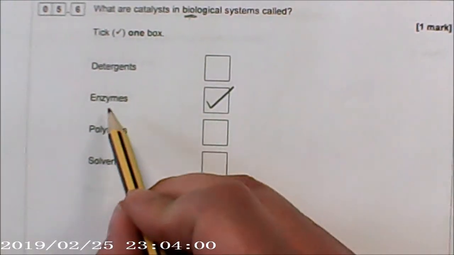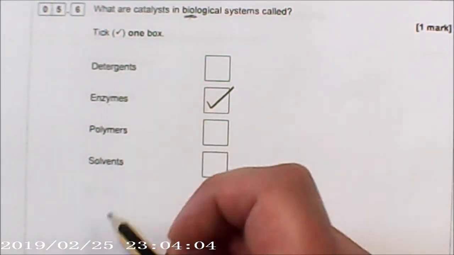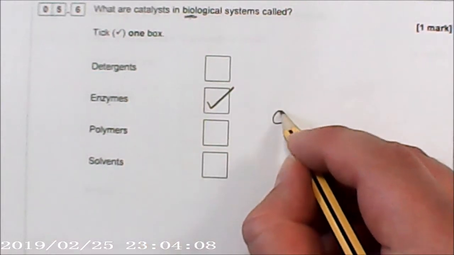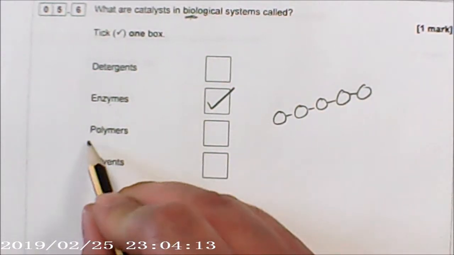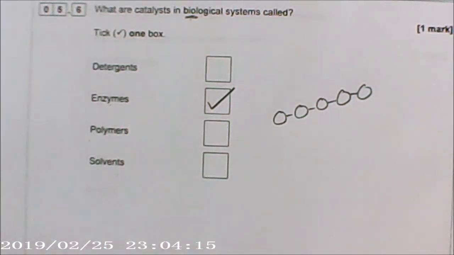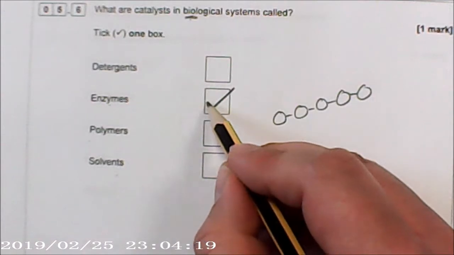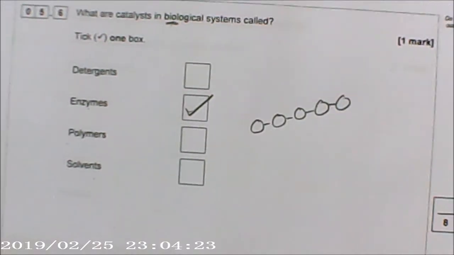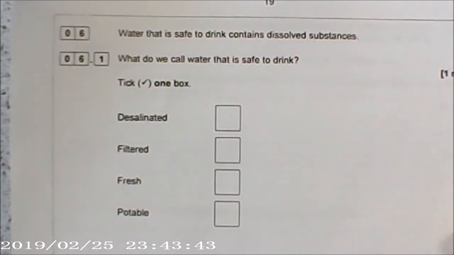Okay. Now enzymes are used in detergents, but we don't produce detergents. It's polymers is where things are joined together, where you have the monomers joined together to make a poly. Poly means many. Solvents are things that dissolve solutes. So even if you were doing it by elimination, hopefully you got to enzymes as well. So total up the number of marks from that question and make a note of anything that you need to revise.